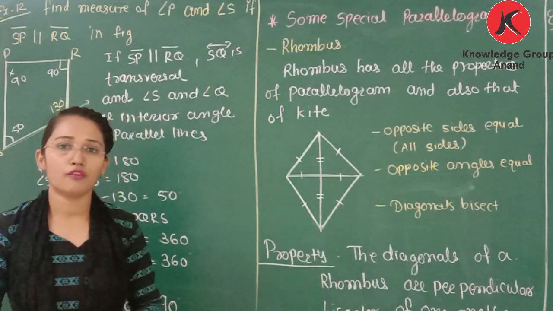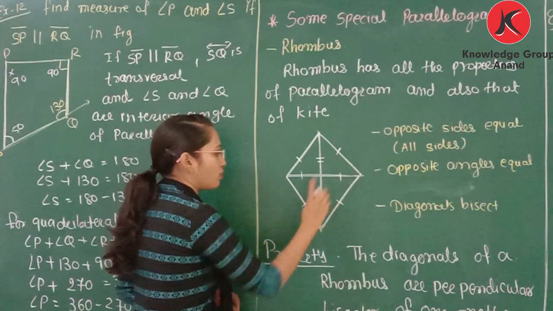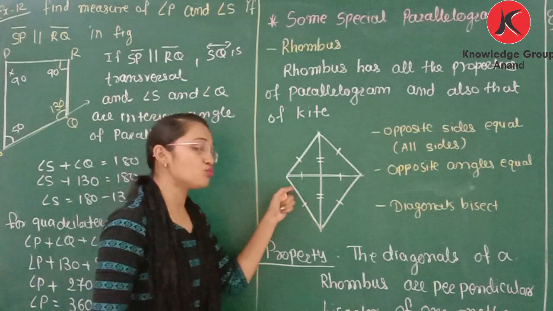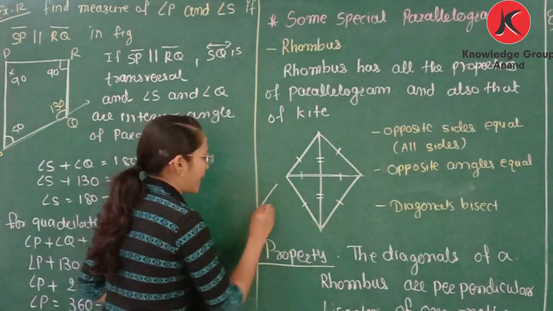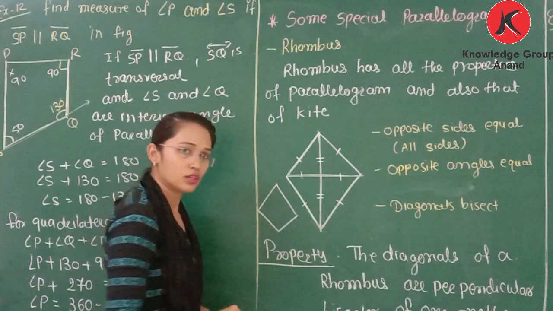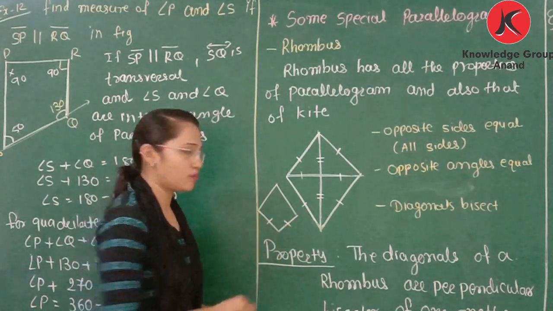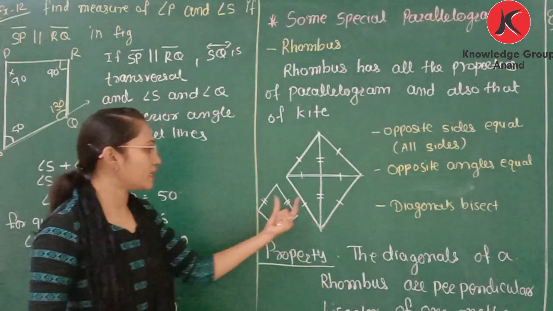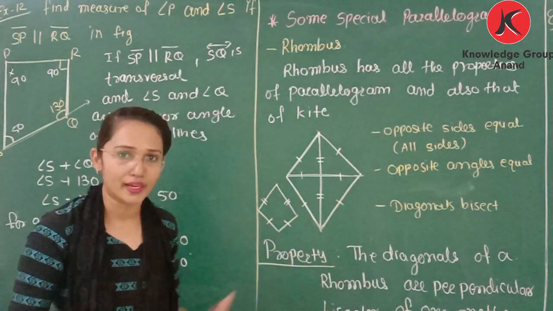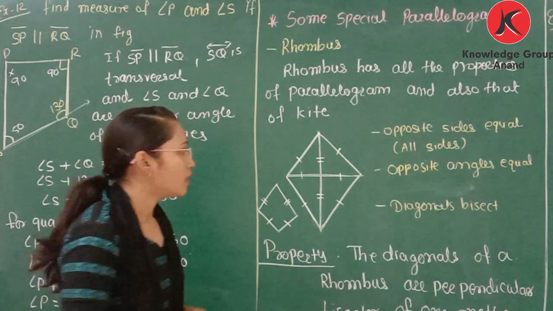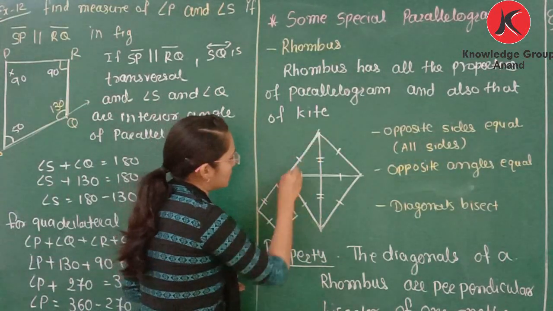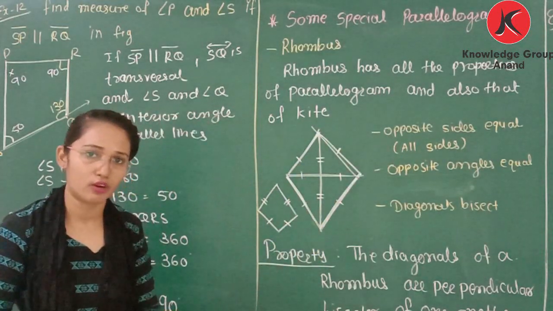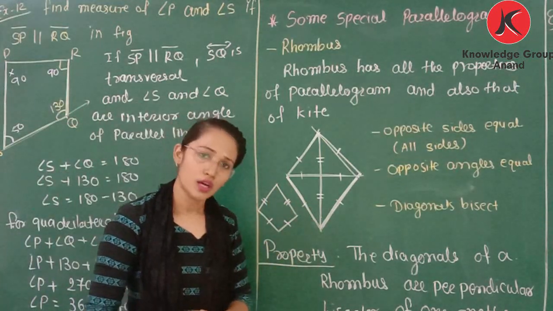Property of a kite. What is the property of a kite? These two sides are equal and these two sides are equal. But in a rhombus all sides are equal, so we can consider any two adjacent sides equal. A kite will be like this: adjacent sides are the same. But in a rhombus all sides are equal, so it has all the properties of a parallelogram and also of a kite. Why is it a parallelogram? Because you can see this line and this line are parallel, and this line and this line are parallel. That's why it is a parallelogram, meaning it has all the properties of a parallelogram.